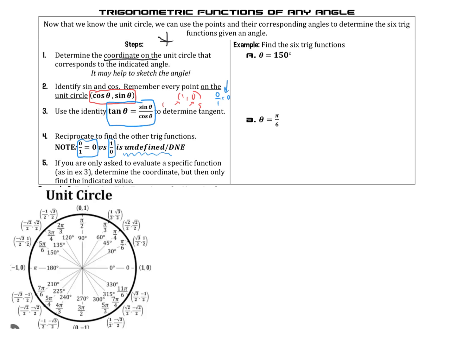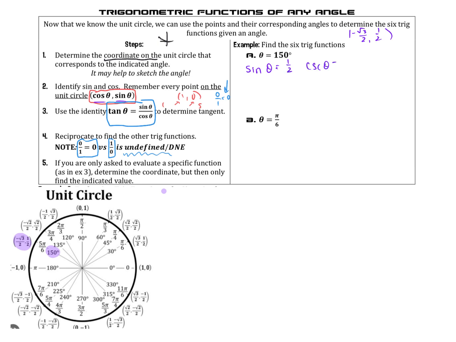Okay, so for example A, it says find the 6 trig functions for the angle theta equals 150 degrees. So step 1, determine the coordinate that corresponds to that. So here's 150 degrees. That coordinate is negative root 3 over 2, comma, positive 1/2. Then we're going to find the 6 trig functions. So sine of theta, or sine of 150 degrees, is going to be the y-coordinate because every coordinate is cosine, comma, sine. So sine is going to be 1/2.